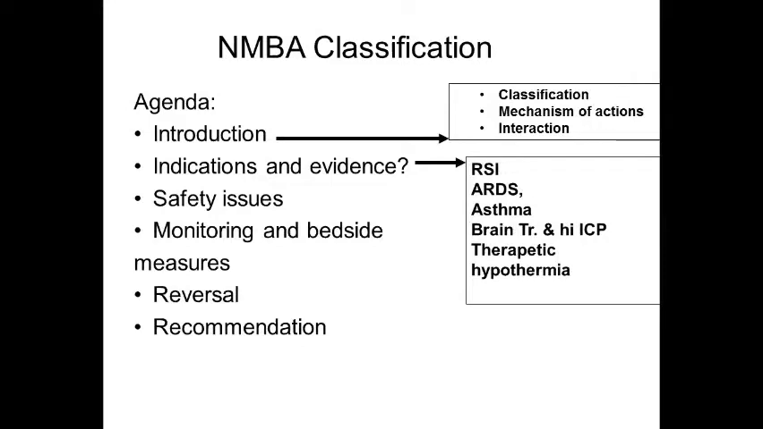reflects positively in our patients in the ICU in the whole kingdom. So the agenda of today, I'll give some introduction about the neuromuscular blocking agents, their classifications, mechanism of actions, interactions, indications and evidence behind it as well. And in the indications, I'll be talking about ARDS, RSI, asthma, brain trauma, and high ICP conditions, therapeutic hypothermia.